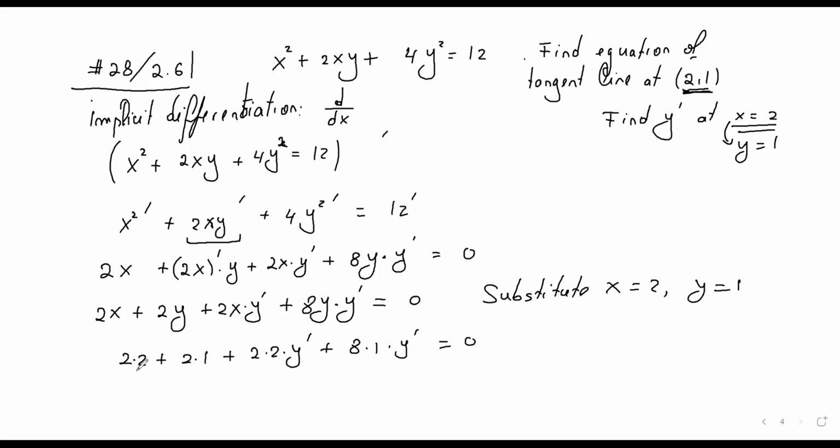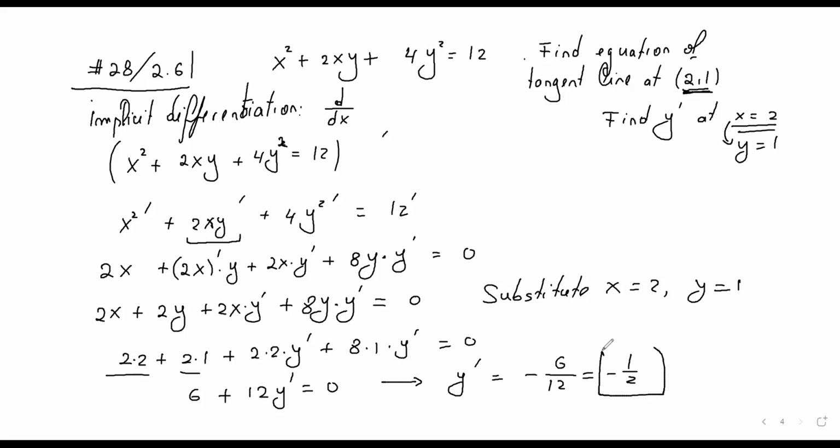Or if I do the calculation, so that's 4, that's 6, 4 plus 2, right? 6, so that's 6 plus, and then there's 4y' plus 8y' plus 12y' equals 0. And right now I can see easily that y' is negative 6 divided by 12, or negative 1/2. I can solve for y' easily from here, which confirms our intuition that the slope of that line is negative 1/2.